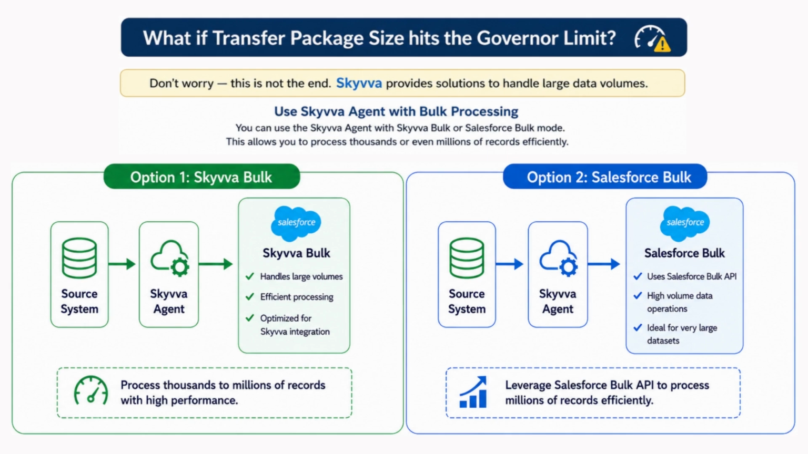So basically, when the transfer package size becomes too large, we don't stop the process. We switch to bulk processing. Either SKYVVA Bulk or Salesforce Bulk handles the load. This allows us to process thousands or even millions of records efficiently. We have a video on the SKYVVA YouTube channel that explains how to use SKYVVA Bulk Processing and how to use Salesforce Bulk Processing. So, let's get started.